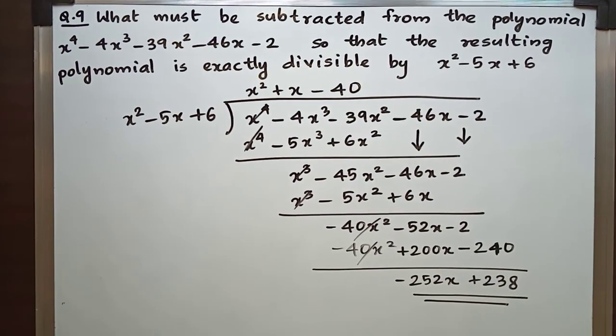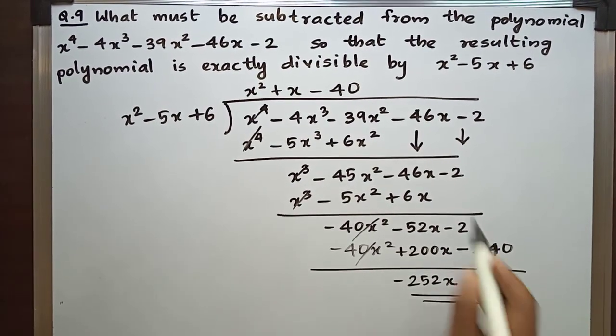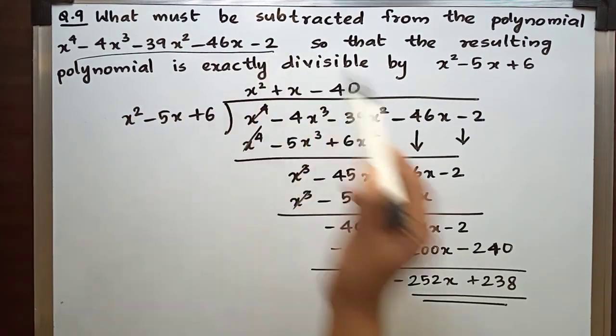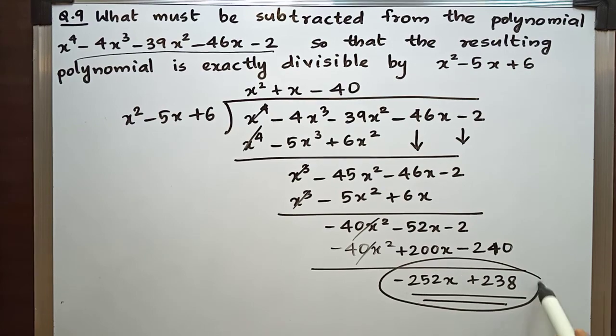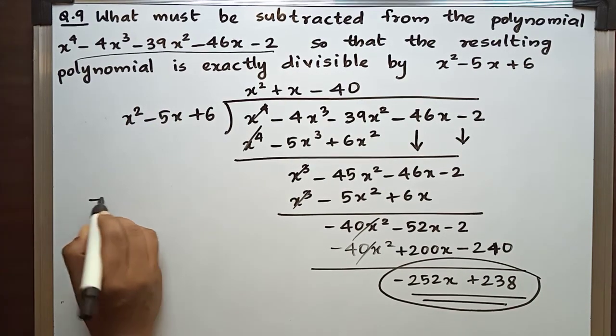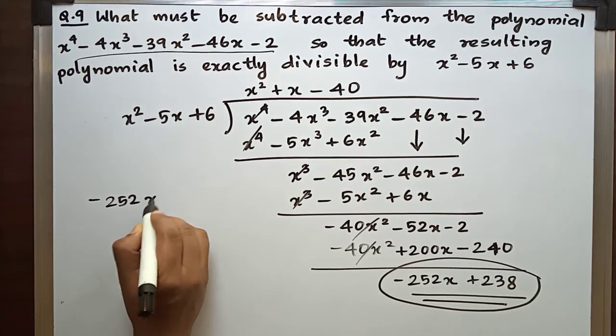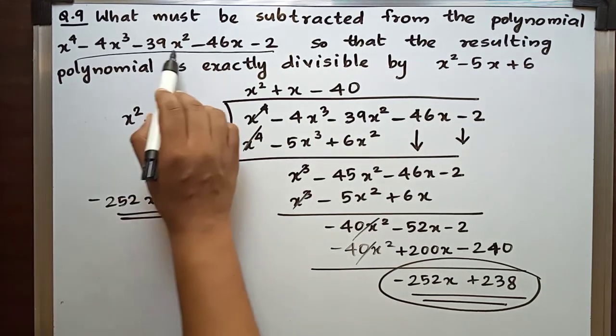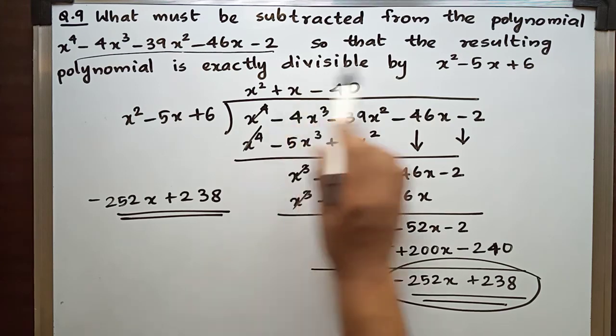That means the term which we have to subtract from this given bigger polynomial is minus 252x plus 238. It should be subtracted from this polynomial to make it exactly divisible by this one.